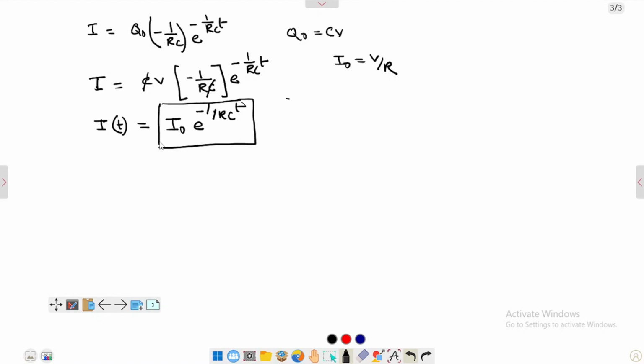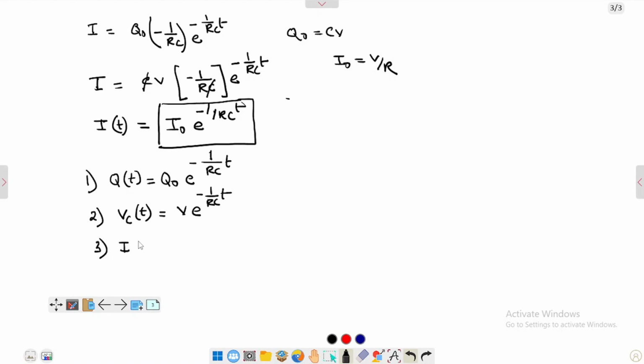So if we write down all the equations which we got, we have q(t), which gives me Q naught e to the power minus t by RC. That's my charge equation. Then I got the voltage across the capacitor equation, and I got the current equation also.